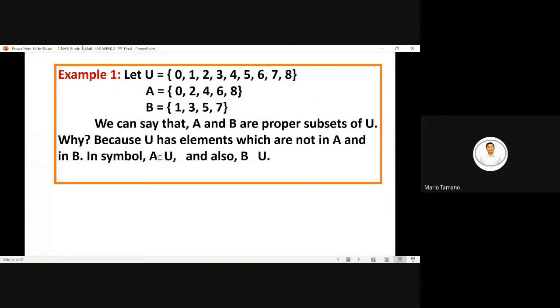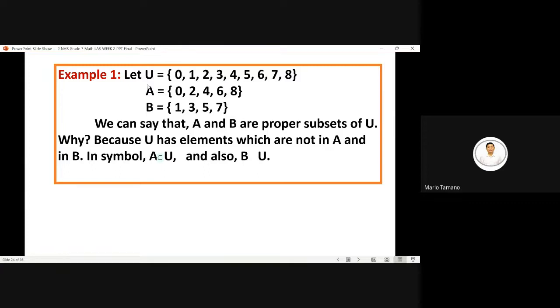Example, let U. These are the elements of U: 0, 1, 2, 3, 4, 5, 6, 7, and 8. A: 0, 2, 4, 6, 8. B: 1, 3, 5, 7. We can say that A and B are what? Proper subset of U. Okay? Why? Because U has elements which are not in A.